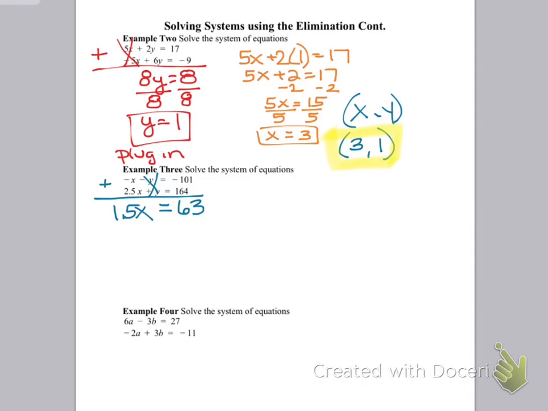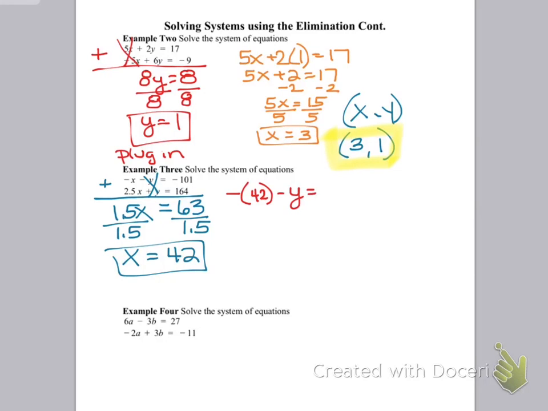Okay, so now we got to solve for x. So we got to divide both sides by 1.5. So x equals 42. Okay, like I said, you can use your calculator. It's okay if you don't know that off the top of your head. Okay, now my next step is to plug in x to find out what y is. So like I said, it doesn't matter which equation you plug it into. I'm just going to plug it into the first one. So I have negative 42 minus y equals negative 101.